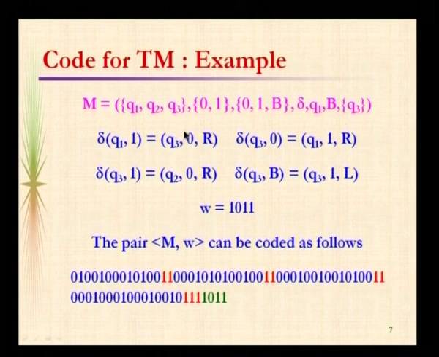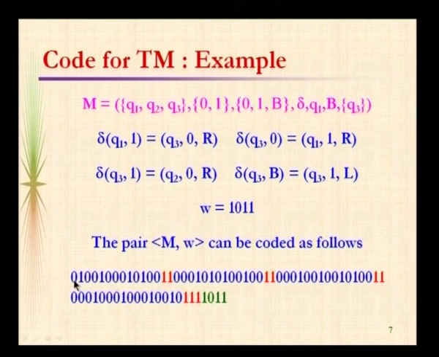Then 0 is the replacement given for 1, which is nothing but the first symbol of the tape alphabet, so it is denoted by a single 0, followed by the direction, which is R. Since we have 2 directions, L and R, L is coded by using a single 0, and R is coded by using 2 consecutive zeros. So that is what we are having, 0 0. Till this point we have the code for the first transition.